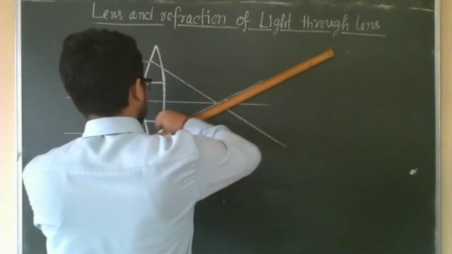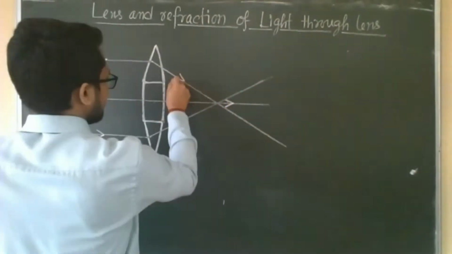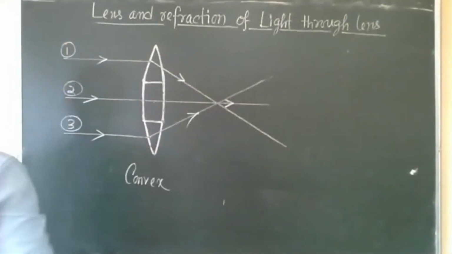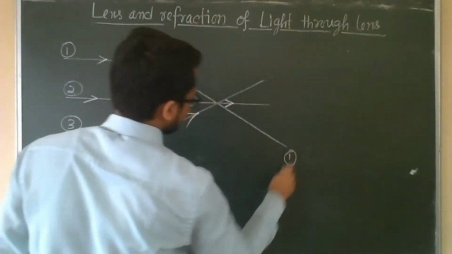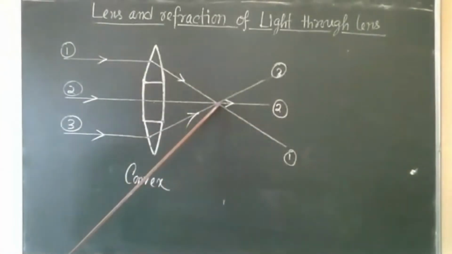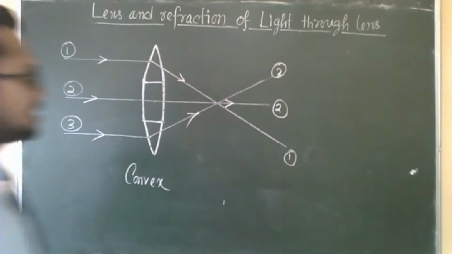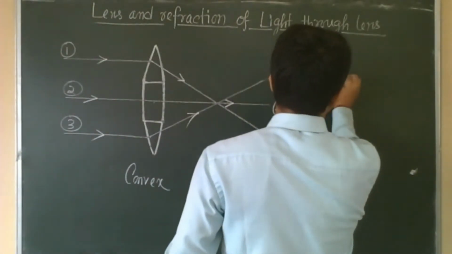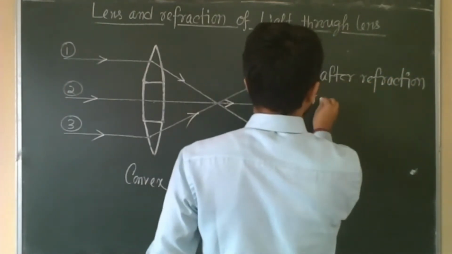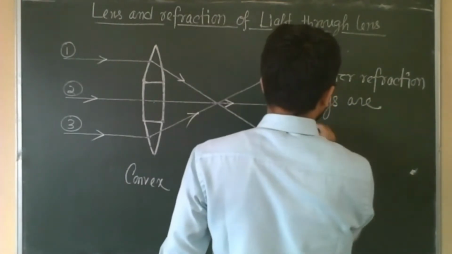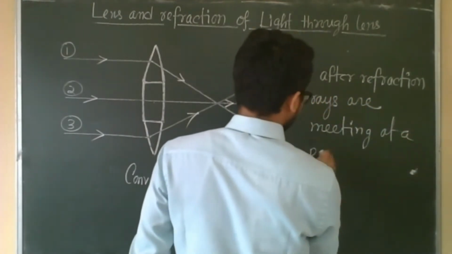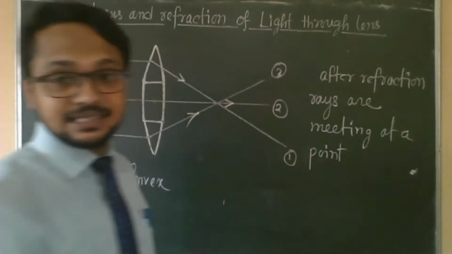So if you look at the three rays after refraction, suppose this is the first ray, this is the second ray, this is the third ray. After refraction, the first ray is this one, the second ray is this one, and the third ray is this one. And they are meeting at a point after refraction. Meeting means they are converging. So after refraction, rays are meeting at a point. Or you can say that rays are converging at a point.